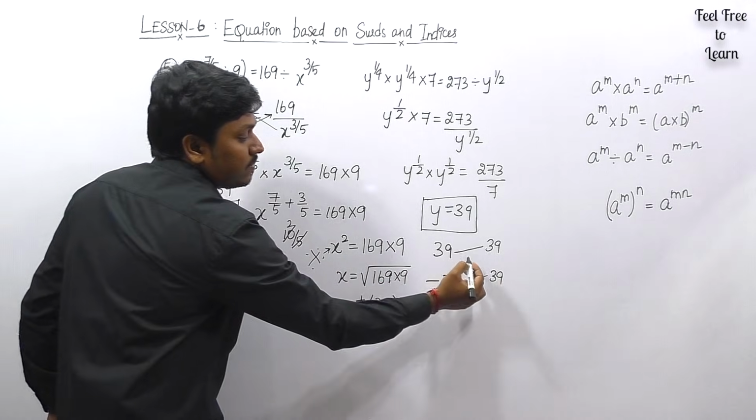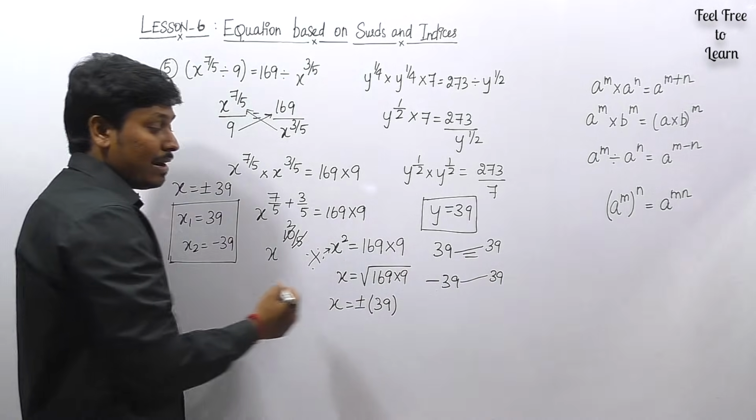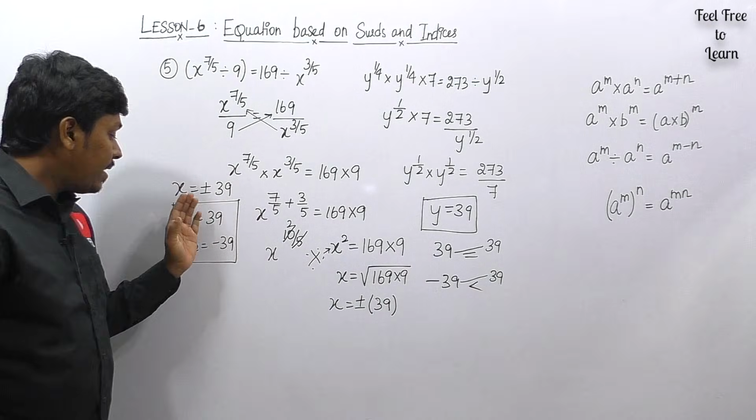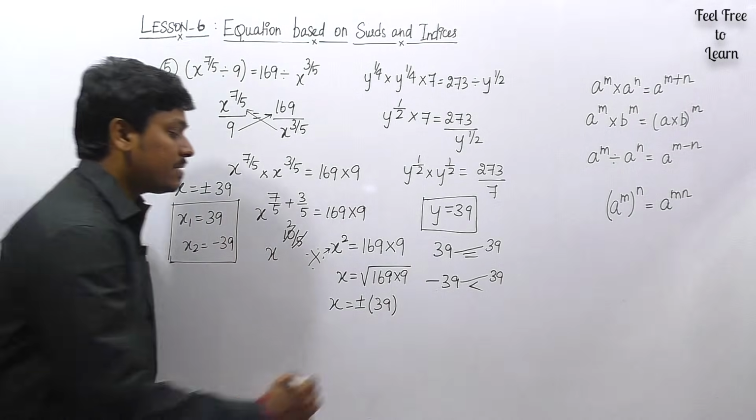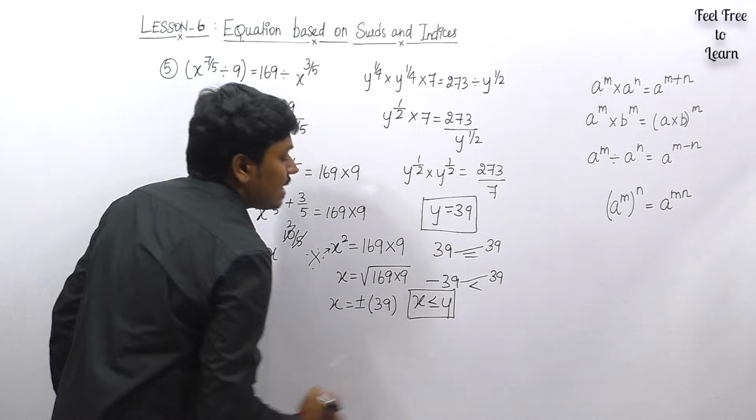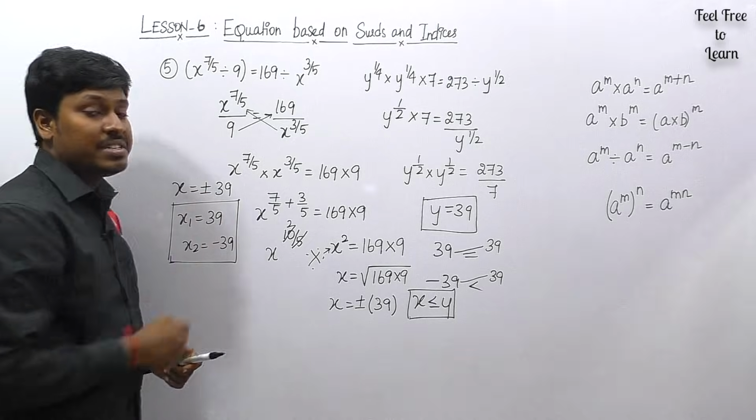While comparing the first term, the answer will be equal to. While comparing the second term, the answer will be less than. So finally, while comparing the value of x with y, the answer will be x less than or equal to y. So we got an answer, that is x less than or equal to y, for question number 5.